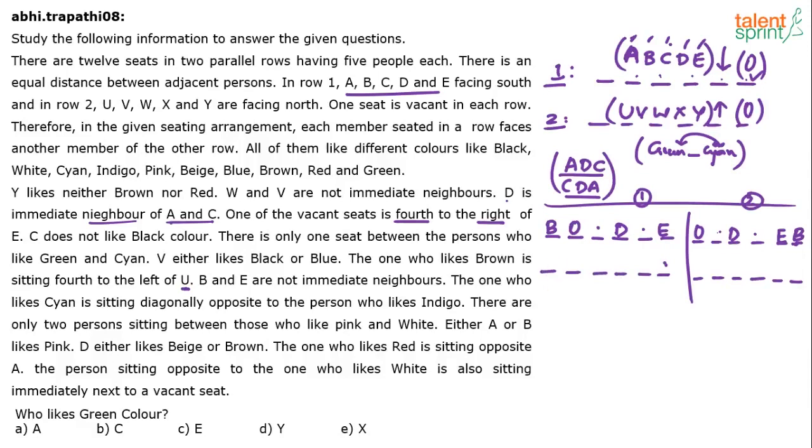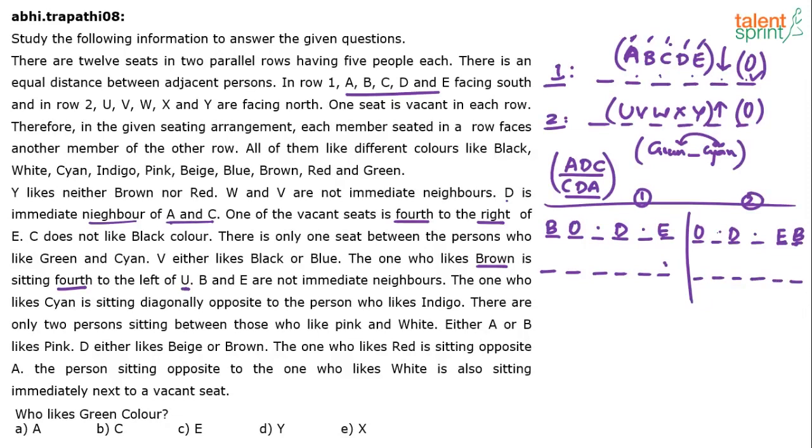So again, there are two possibilities for this statement also. Brown is 4th to the left of you. Already we have got two possibilities, and then there are two possibilities for each one. So overall it will become 2 into 2, 4 possibilities. You understand? If I take U here, brown comes here. If I take U here, brown comes here. So two possibilities for case 1, 1A and 1B. Similarly, 2A and 2B. So 1A, 1B, 2A, 2B.